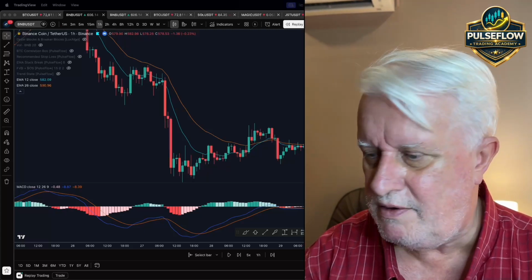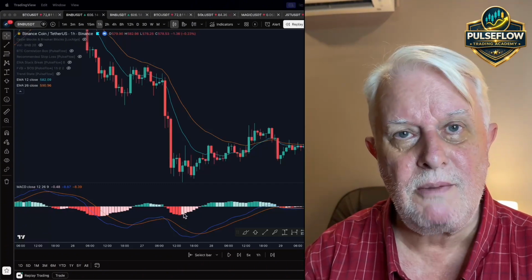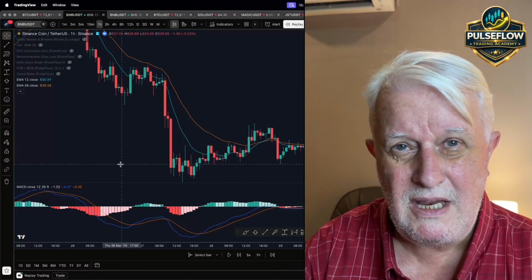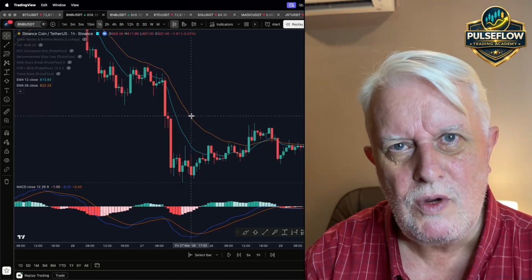I put them on my chart. Here are the EMA 12 and the EMA 26. And here's the MACD beneath us. The MACD line you can see in blue is the gap between those two EMAs.